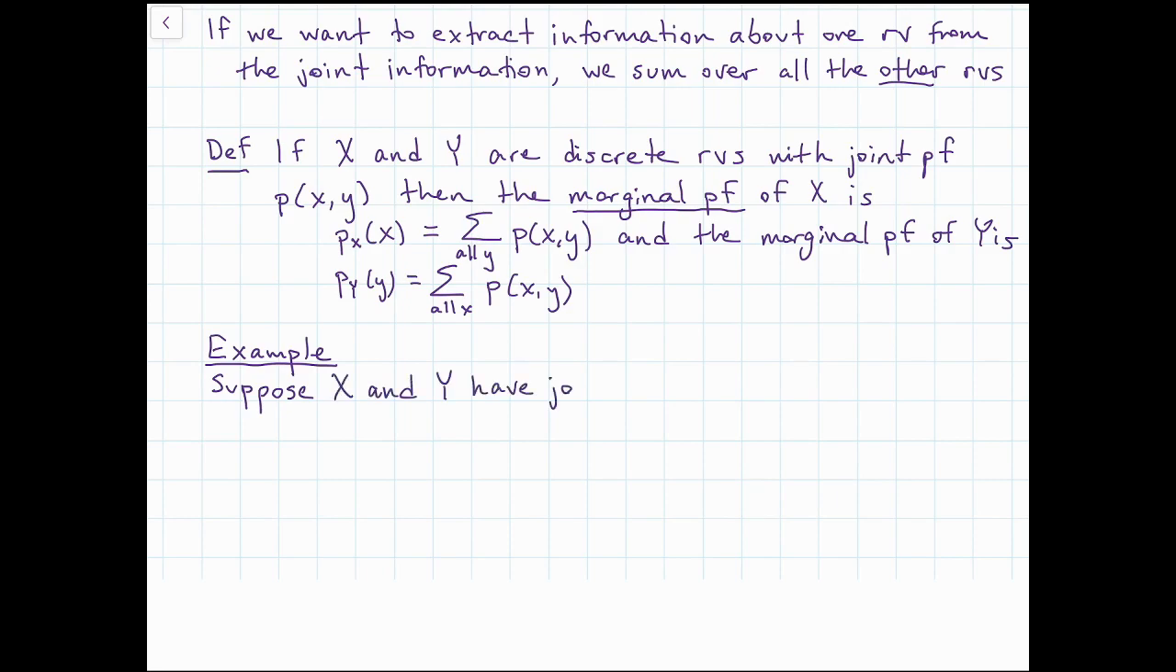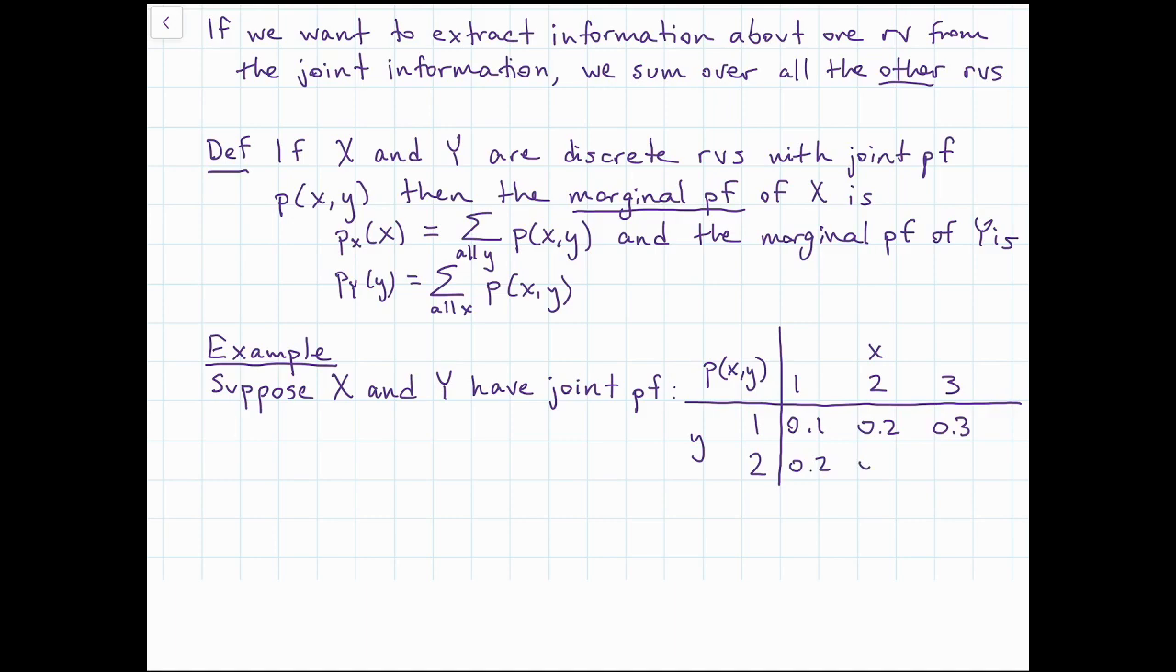Let's look at an example. Suppose x and y have the following joint probability function. I'm going to give it as a table. X can take values 1, 2, and 3. Y can take values 1 and 2. And the joint probability function is given in the table: 0.1, 0.2, 0.3, 0.2, 0.1, and 0.1.